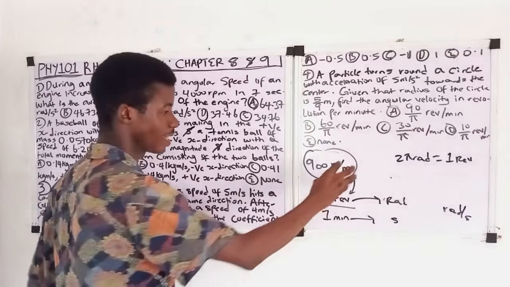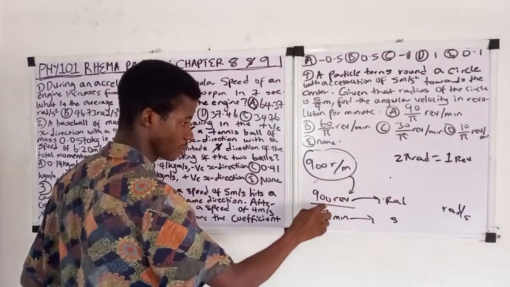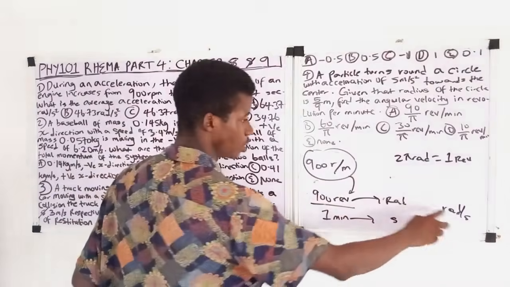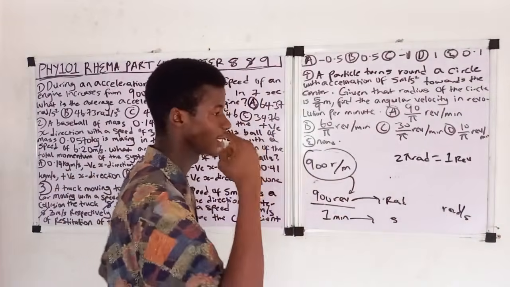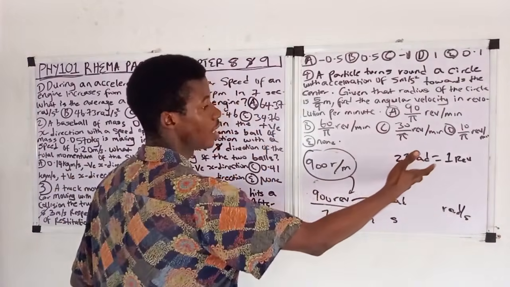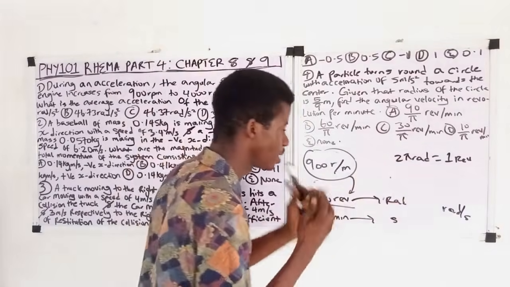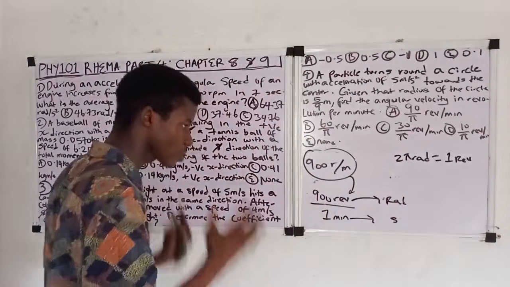Okay. Yes, we want to convert this revolution per minute to what? To rad per second, right? Yes, you want to use the conversion factor. So now let's go.